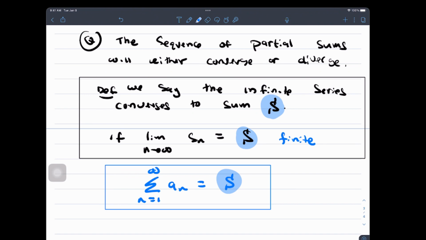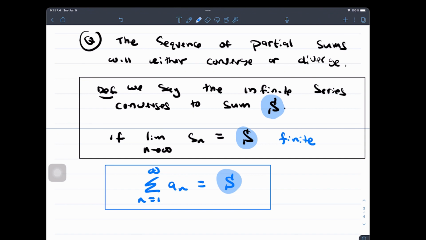Okay, that's the essence of what we're doing now. We're transitioning now to an infinite series. That series will converge to a finite value if the sequence of partial sums converges to a finite value. If it diverges, well, then it diverges. And that's what we mean about a series.